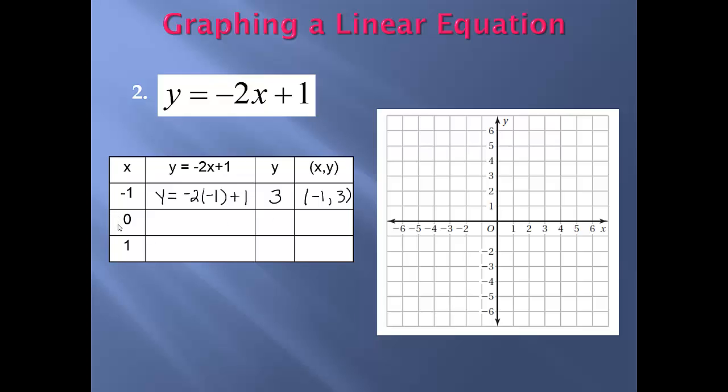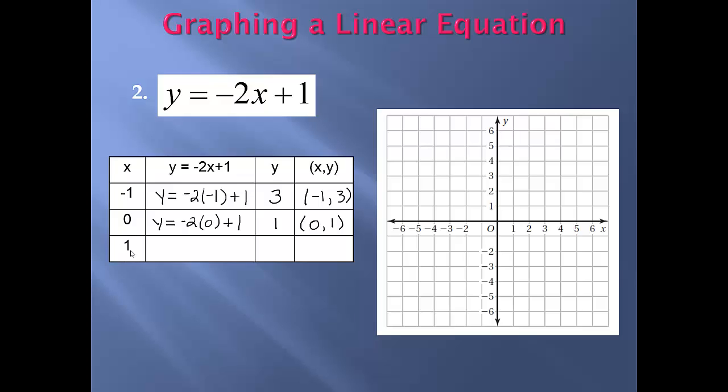Now we'll go ahead and plug in 0 for x. So we have y equals -2 times 0 plus 1. -2 times 0 is 0, and 0 plus 1 is 1. So our ordered pair would be 0, 1.